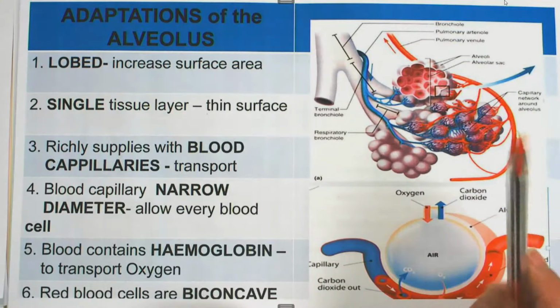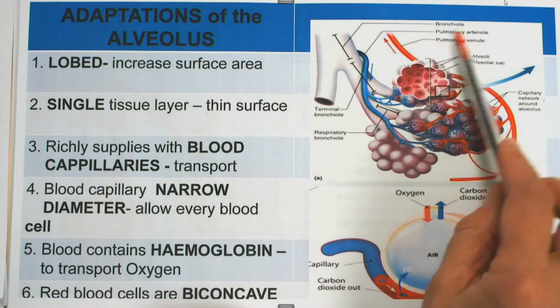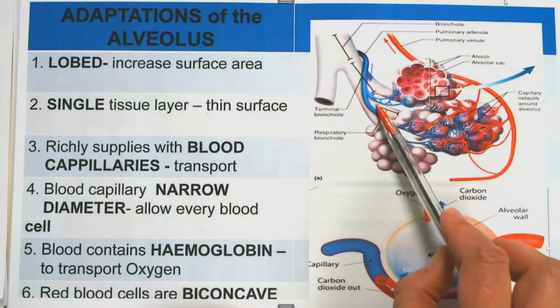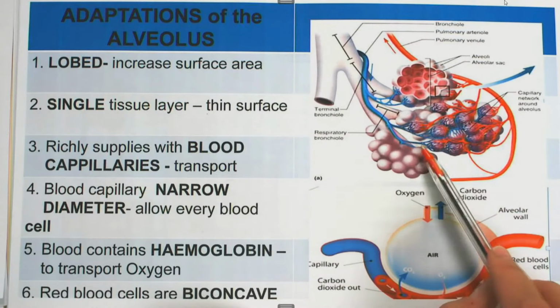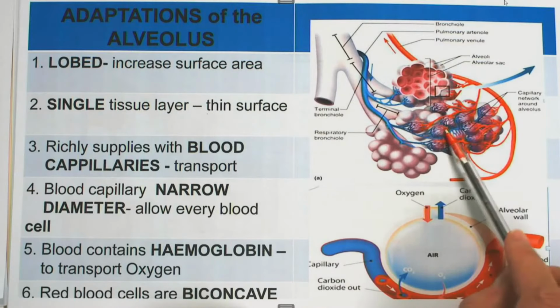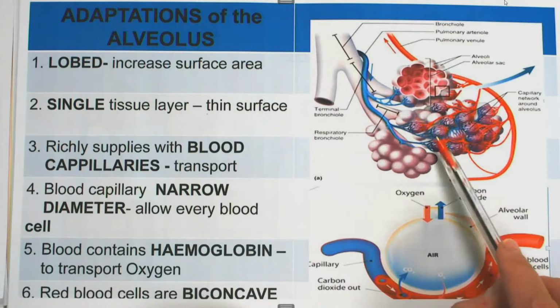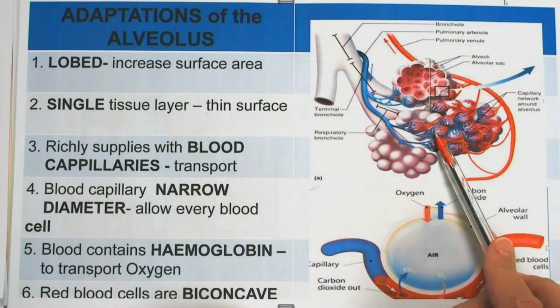All right. So first we have what we call here the pulmonary artery, and then the pulmonary artery will become arterioles, which is smaller, and then lastly we will have this network of capillaries. It looks like a net. So it's a network of capillaries. They are the smallest, and that is what we have here.